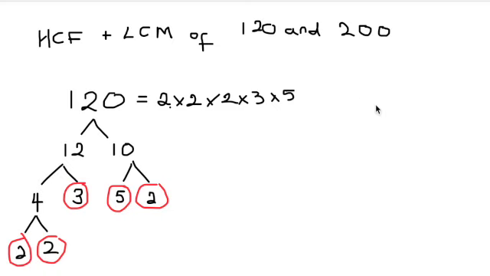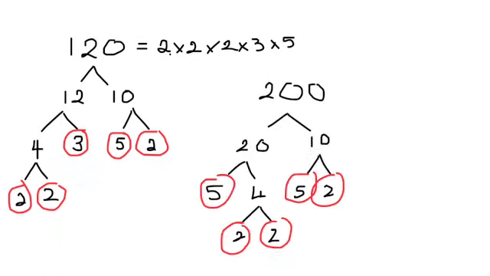And then we're going to do exactly the same, but this time for 200. So our prime factors of 200 are 2 times 2 times 2 times 5 times 5.